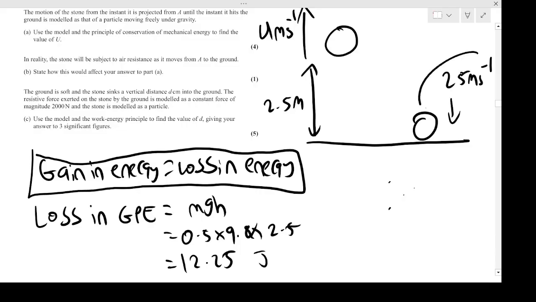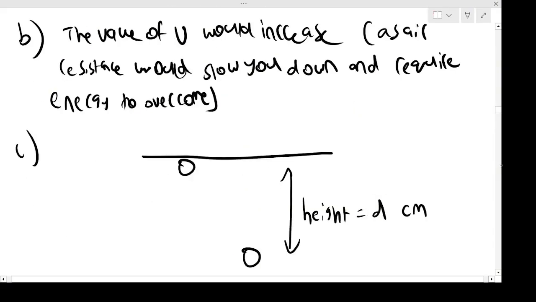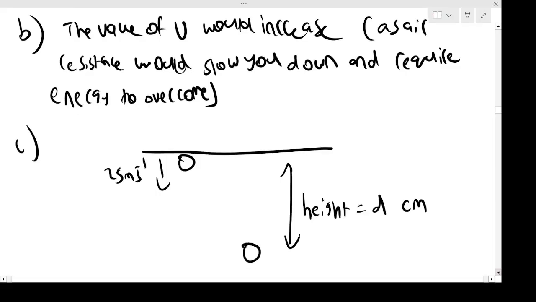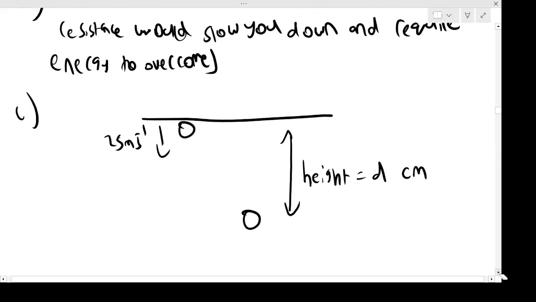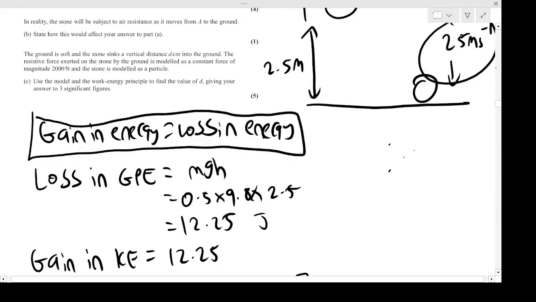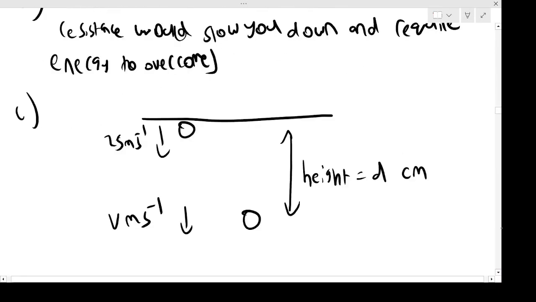We know that the speed going into the ground is 25. So that's my initial speed, 25, when it hits the ground. Actually, no, we know after it sinks, eventually it'll go to zero speed. So we know the speed at the end is zero. It slows and stops there. And that's really everything.